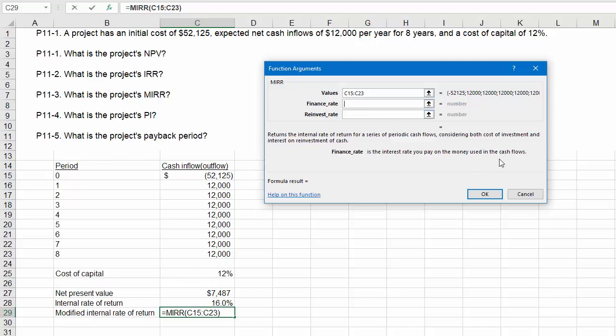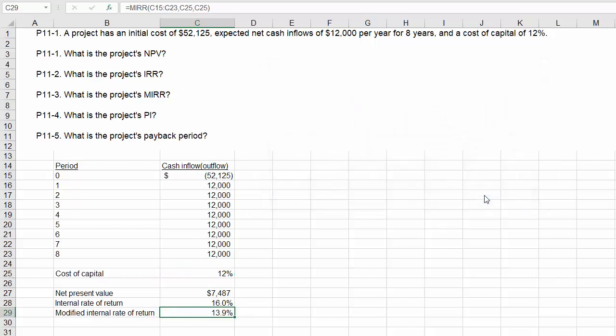Okay, so finance rate is the interest rate you paid on the money, and the reinvestment rate would be the rate you earned. Given that they only give us a cost of capital, we're going to assume that that's what you use. And in fact, in every MIRR problem I've ever seen, we use the capital rate for both. When we're done, we calculate the modified internal rate of return to be 13.9%. And frequently, you'll see that the modified internal rate will fall below the internal rate of return. So MIRR will fall below IRR, and it will do that whenever the IRR is higher than the cost of capital. Okay? It's just the way the math works.